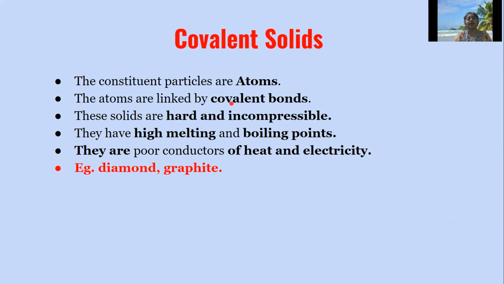These atoms of carbon are linked together by covalent bonds, and the bonds are so strong that the solids are generally hard and incompressible. In fact, diamond, which is an example of a covalent solid, is one of the hardest substances known. These substances have high melting and boiling points due to the presence of the strong covalent bonds, and they are poor conductors of heat and electricity. Exception, graphite, which is a good conductor of electricity, but generally covalent solids are poor conductors of heat and electricity.